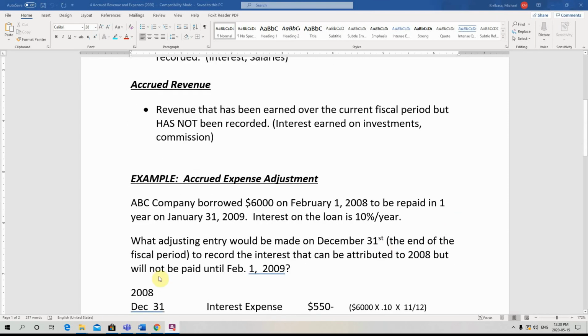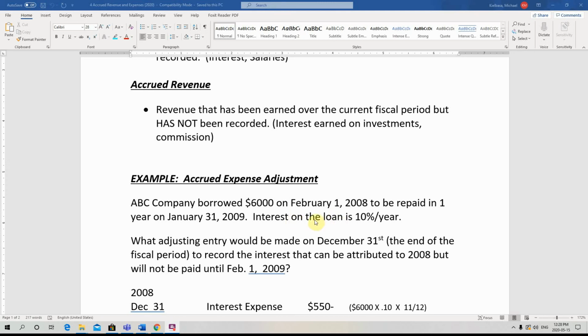So let's assume that ABC borrowed $6,000 on February 1st, 2008, to be repaid in 2009 on January 31st. Okay, so a full year. Interest on the loan is 10% per year. Now, what adjusting entry would be made on December 31st? Now the loan, so we know it's an expense because it's a loan, right? So we know it's going to be interest expense and interest payable.